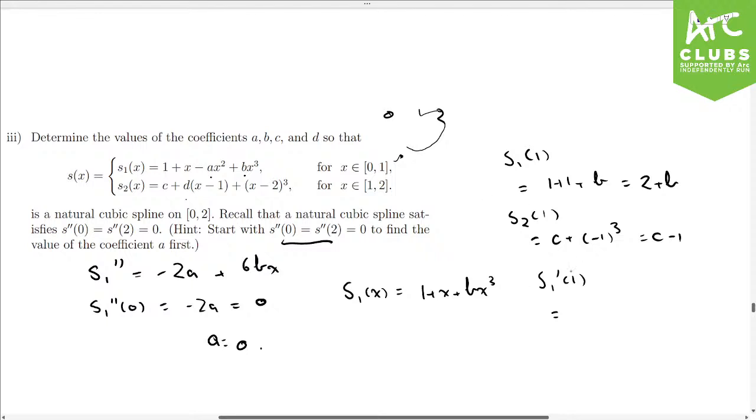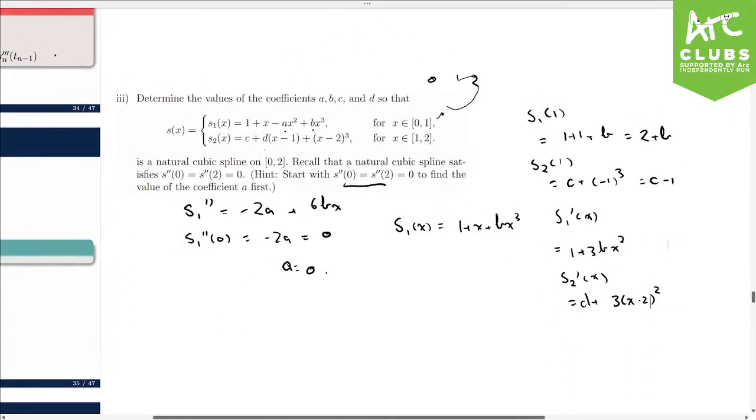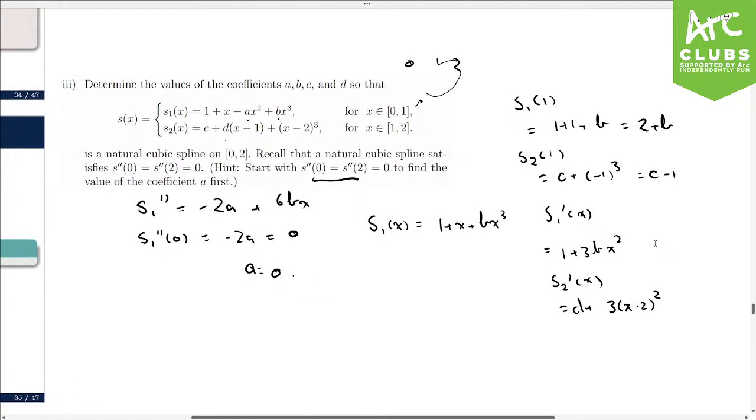So differentiating this, we get 1 plus 3bx squared, and for S2 we have this. So here we still don't have enough information to solve for B, C, or D.